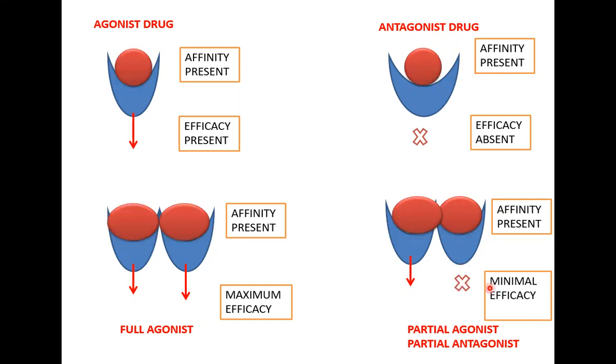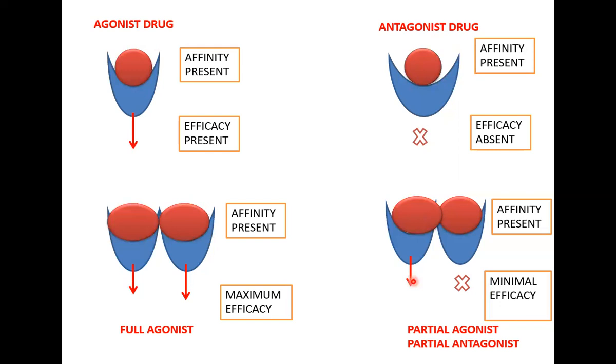So there will be minimal efficacy because of this one side. Here it will cause intrinsic activity, and here no intrinsic activity will be caused. So fine, there is affinity present, but the efficacy is minimal. So I'll say it is a partial agonist. I can also say this is a partial antagonist, but the antagonist side is also partial. It is not stimulating. I can say partial antagonist, or I can say partial agonist, because one side is not stimulating.